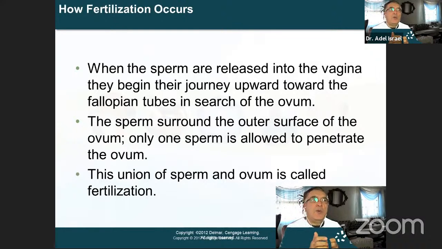How does this happen? When the sperm are released by ejaculation into the vagina, they begin their journey. So how can they move? As I mentioned before, they need power, and this power comes from the fructose sugar inside the prostate secretion and semen secretion, and it is recorded if the sperm are very motile. Motile means moving, so they can move from the vagina up to the fallopian tube to fertilize the ovum if it is there.